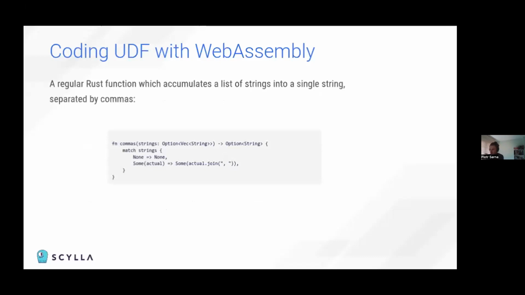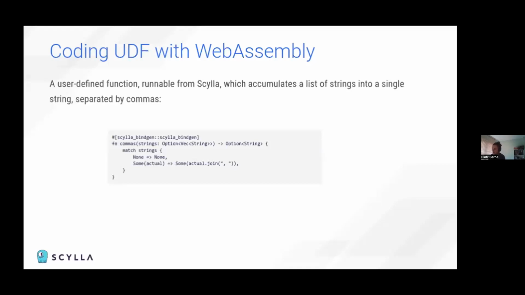For example, here on the slide is a regular Rust function that uses only native Rust types, and this function conceptually transforms a list of strings into a single string, consisting of all the input strings separated by commas. Now let's take a look at how to modify this code so it can be compiled into a WebAssembly-based user-defined function which can actually run inside Scylla.